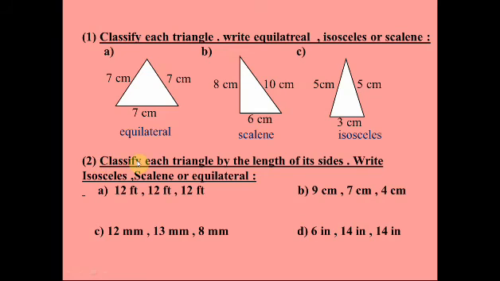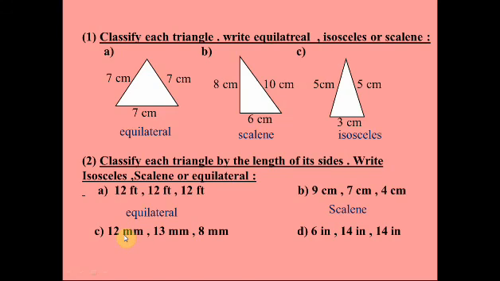Number 2. Classify each triangle by the length of its sides. Write isosceles, scalene, or equilateral. The first triangle has side lengths 12 feet, 12 feet, and 12 feet. All its sides are equal. It will be equilateral triangle. B, 9 centimeters, 7 centimeters, 4 centimeters. All its sides are different. It will be scalene triangle.